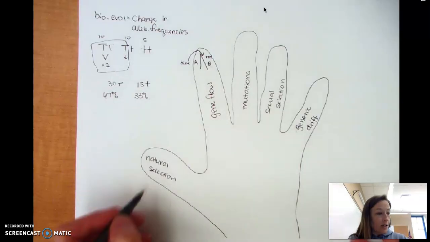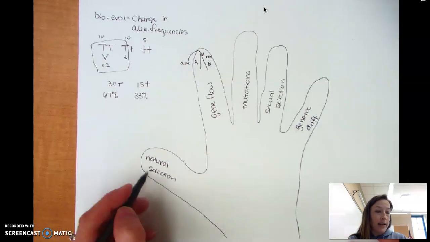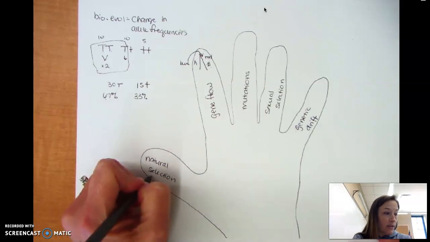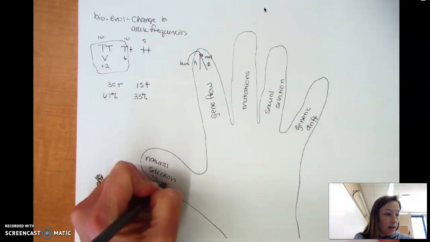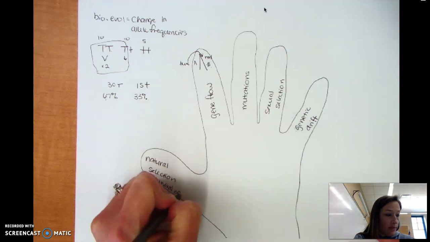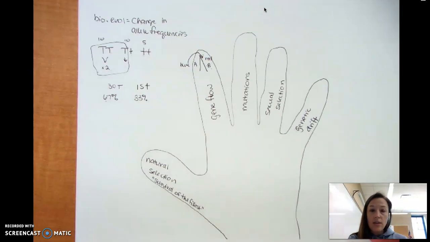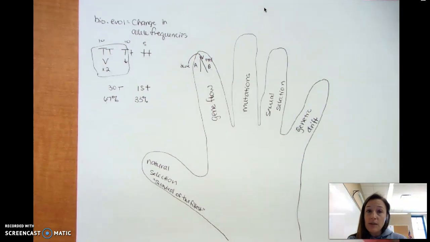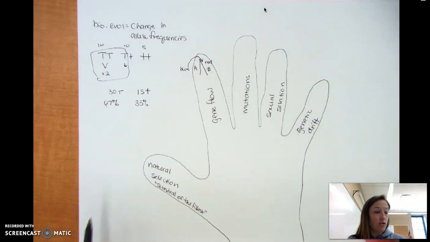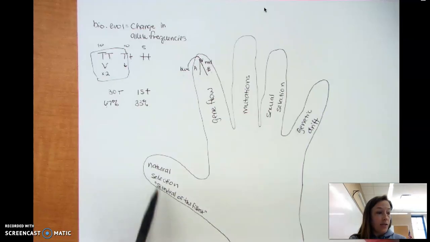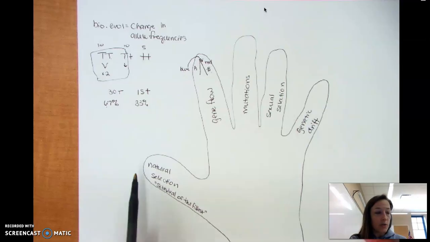The next one is natural selection. Natural selection is basically survival of the fittest. If you have a trait that makes you more likely to survive, then you're going to survive and reproduce and pass those traits down. If you have a trait that makes it less likely for you to survive, then you're going to die and not reproduce, and your genes or traits are not going to get passed down. Okay, so that's what natural selection is, nature choosing who gets to survive and reproduce.